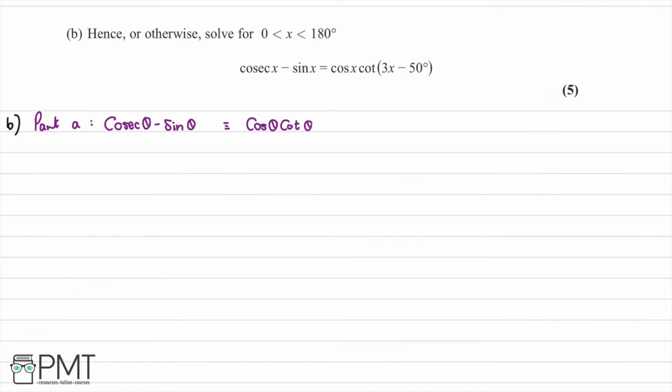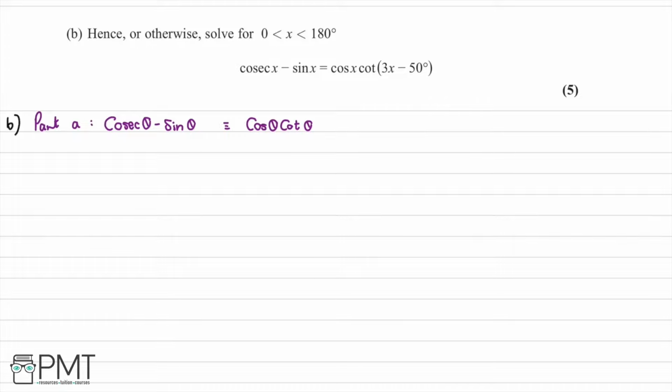So now in part B of the question, we're asked, hence or otherwise, solve between 0 and 180 degrees that cosec of x minus sine of x is equal to cos x multiplied by cot 3x minus 50. So recall from part A, we know that cosec theta minus sine theta is equivalent to cos theta multiplied by cot theta.